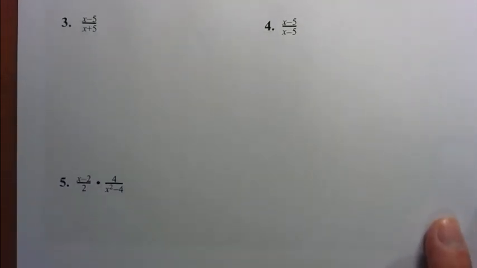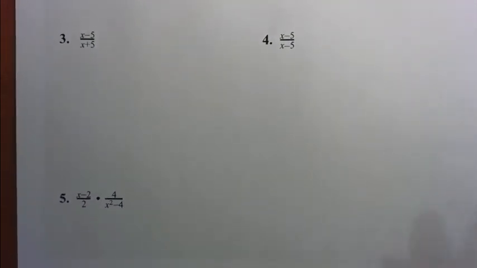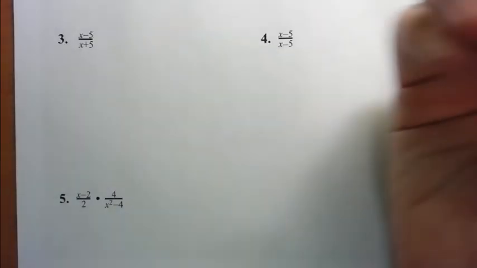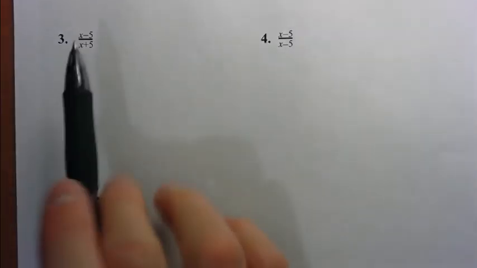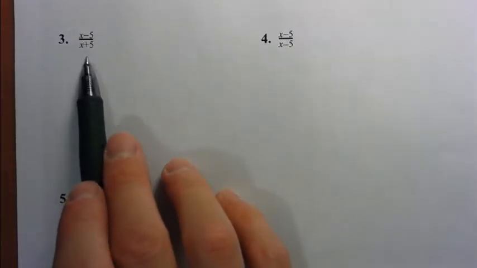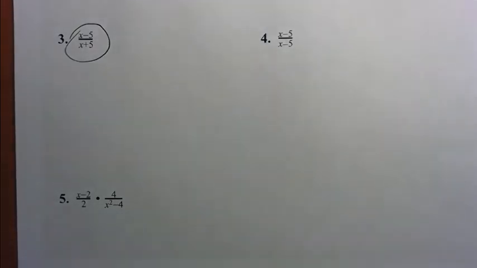Now, number 3, we have x minus 5 and x plus 5. So like our common misconception from our last video, we want to look at x minus 5 and x plus 5. Well, there's nothing actually you can do with that. X minus 5 is as factored as it gets. X plus 5 is as factored as it gets. So that would be the final answer already. Nothing we can do about that one.